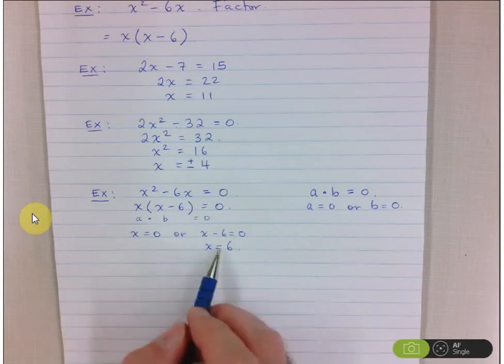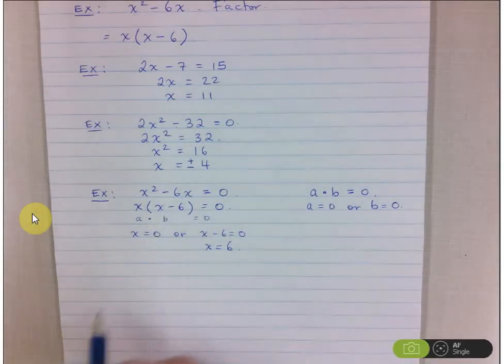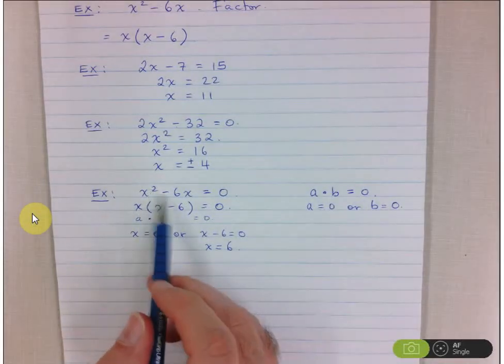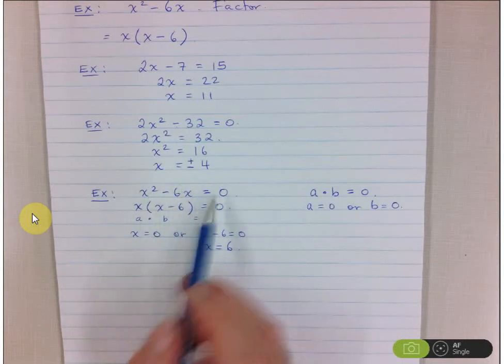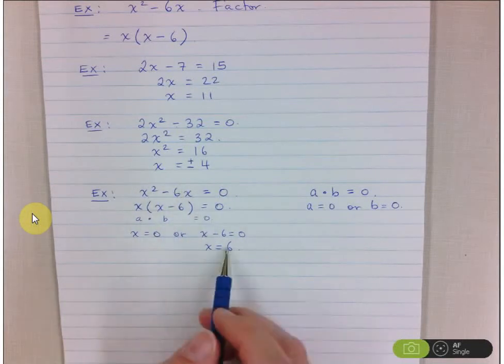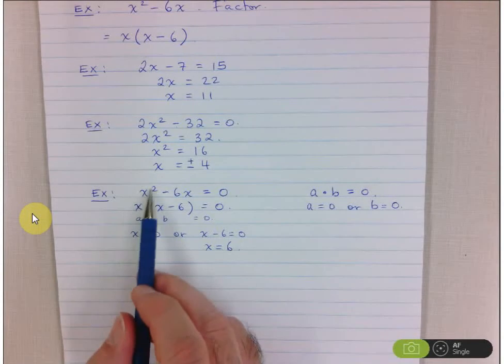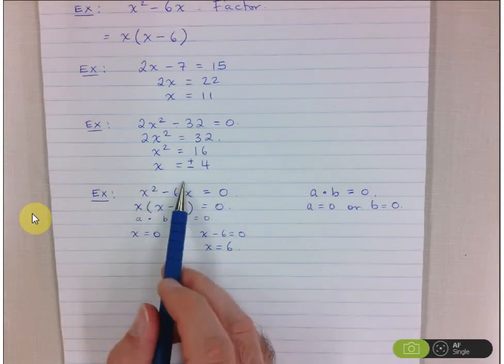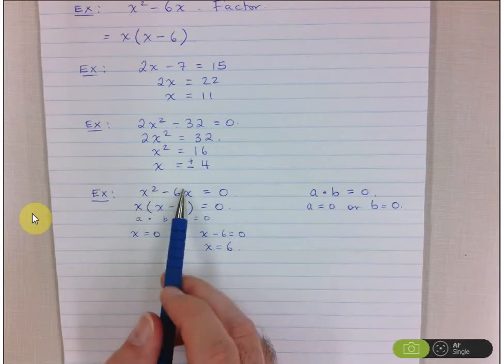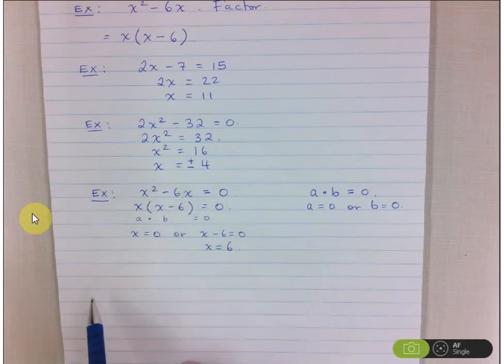And let's check that these are indeed the solutions to that equation. So 0 squared, 0, minus 6 times 0, also equal to 0. 0 minus 0, yep, that's equal to 0. Let's check the 6. 6 squared is 36, minus 6 times 6, that's also 36. 36 minus 36 is also equal to 0.